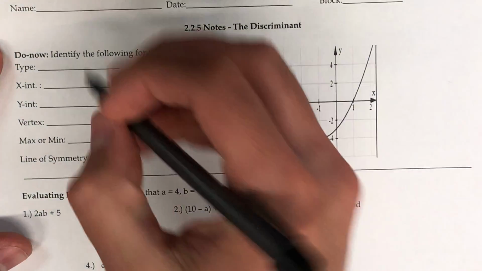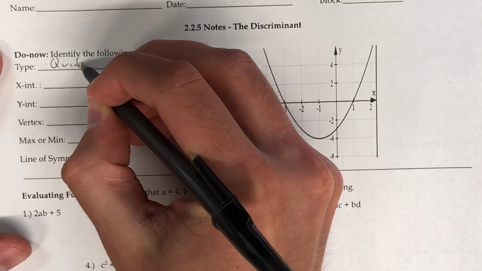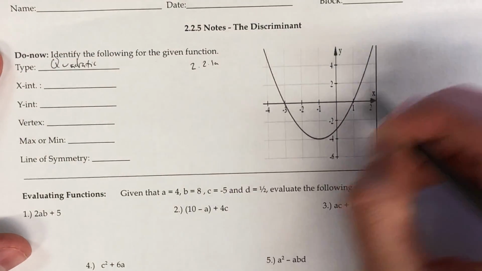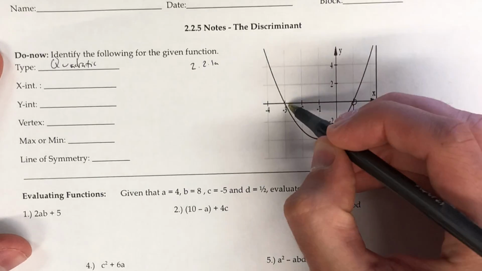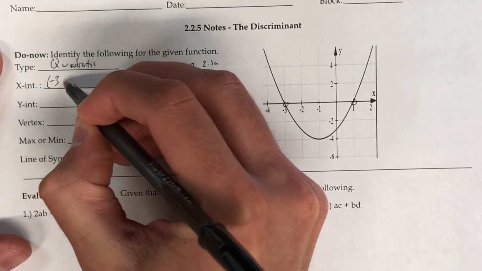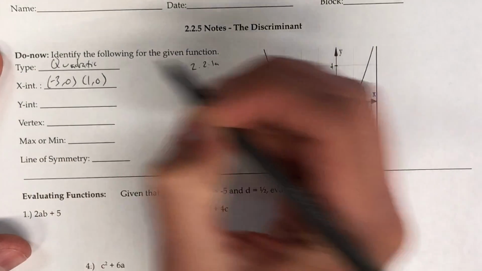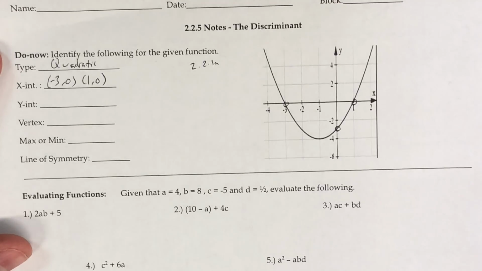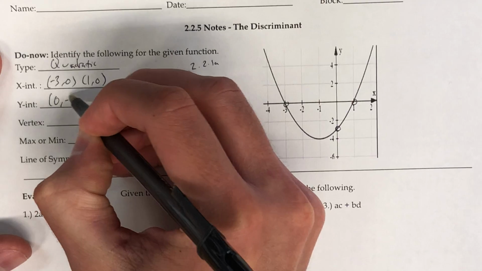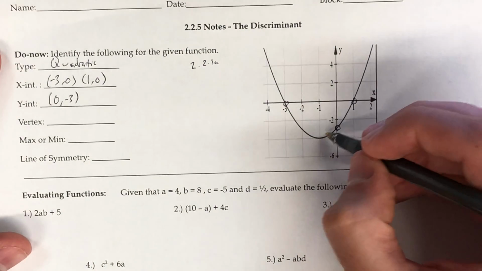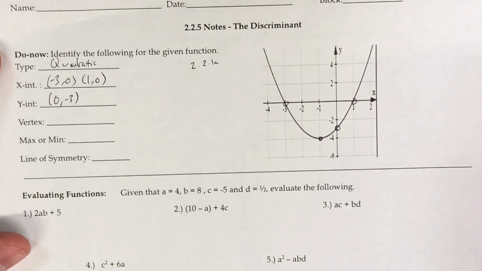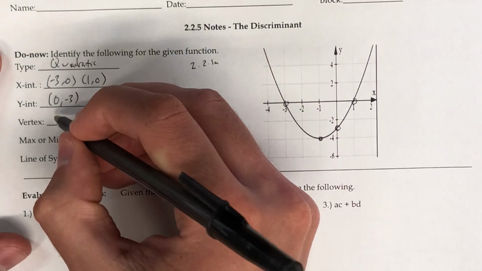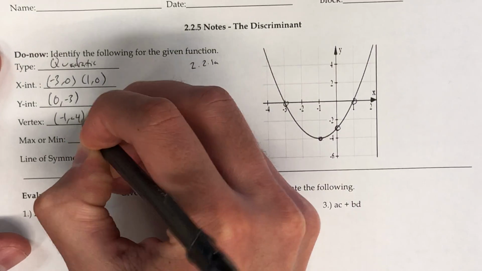Okay, this is a quadratic function since it has a parabola shape. The x-intercepts are where it crosses the x-axis at (-3, 0) and (1, 0). The y-intercept would be where it crosses the y-axis, which looks to be (0, -3). The vertex is the point at the bottom, so (-1, -4) is the point.